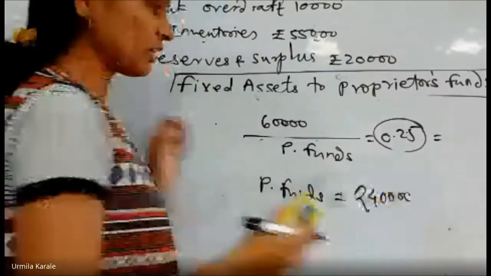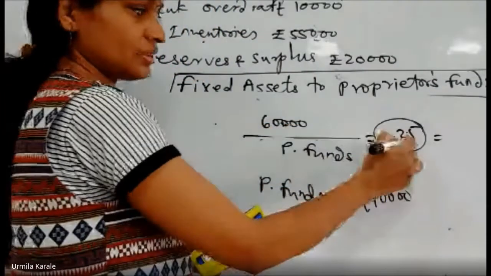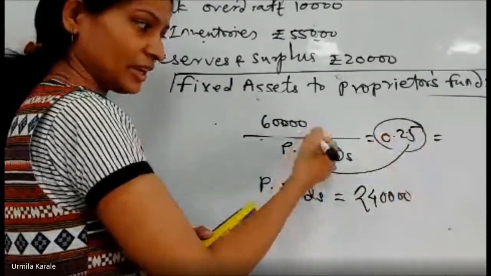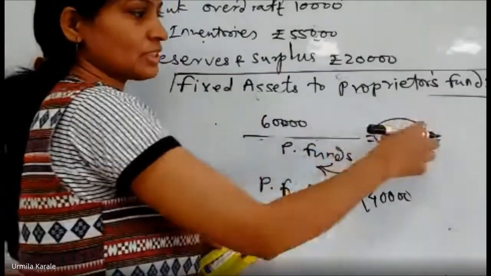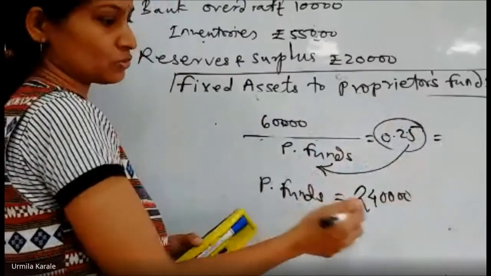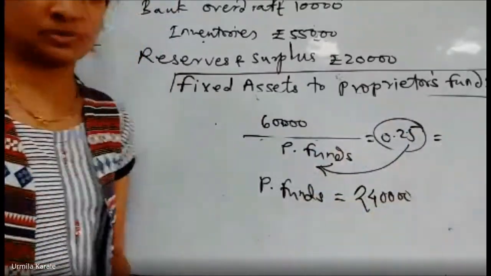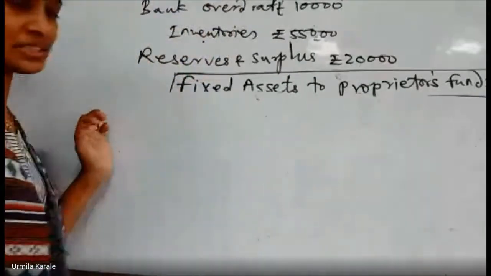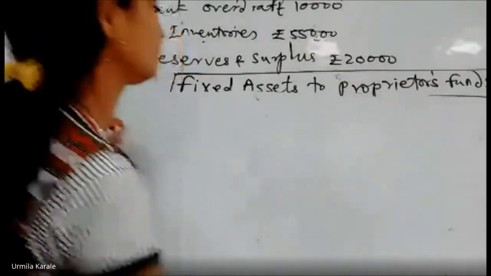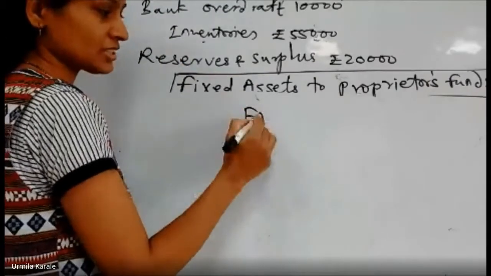Right. So what we have done, 60,000, numbers on one side and this we have put to this side. So proprietors funds comes to 60,000 divided by 0.25. So it comes to 2,40,000. Now preparation of the balance sheet is easy. Now can we find the fixed assets? How much is it? Now fixed assets we have to find out.